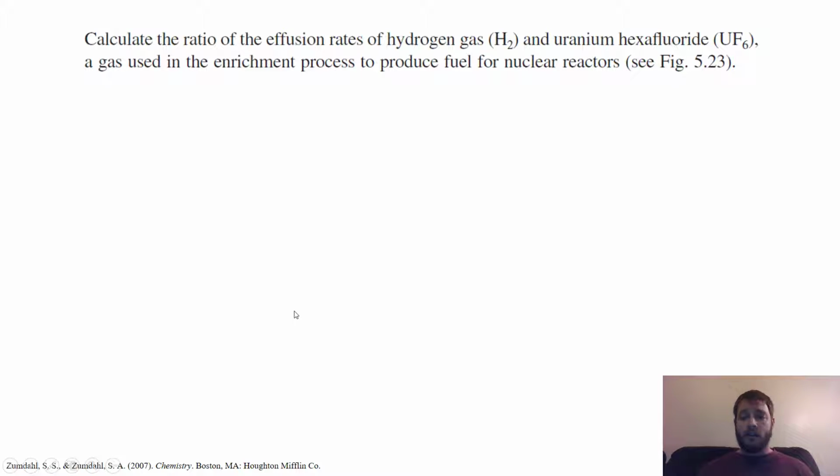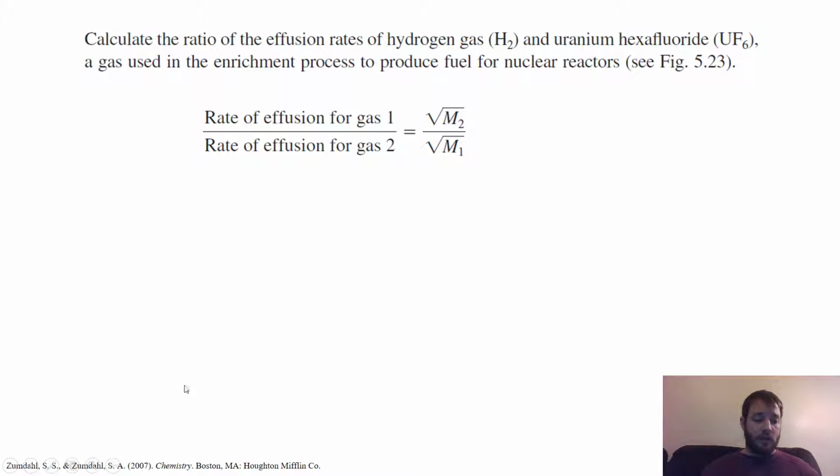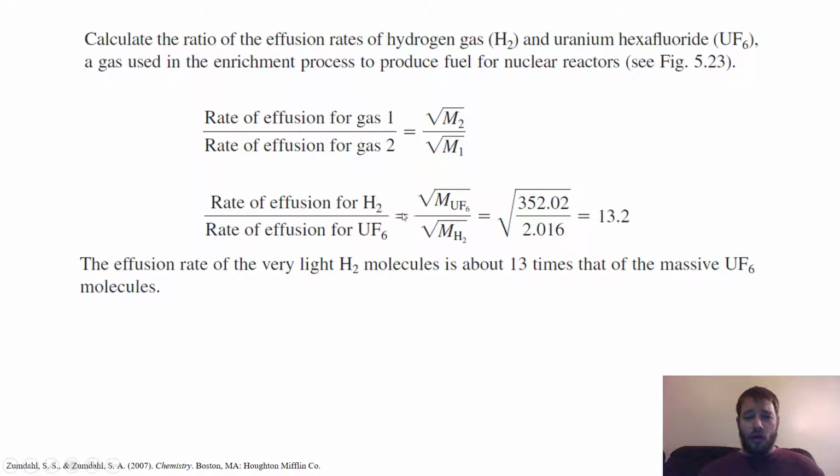And so here's an example problem. Calculate the ratio of the effusion rates of hydrogen gas and uranium hexafluoride, a gas used in the enrichment process to produce fuel for nuclear reactors. This figure refers to the textbook, Zumdahl Chemistry, 2007. So here's our Graham's law of effusion. So there's the equation. And so if we take the molar mass of uranium hexafluoride, it's going to be 352.02.